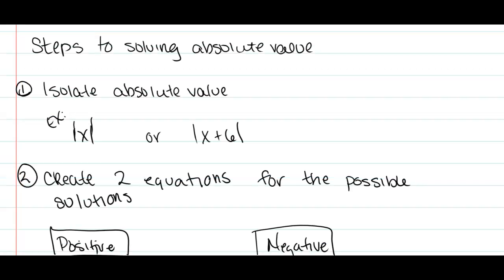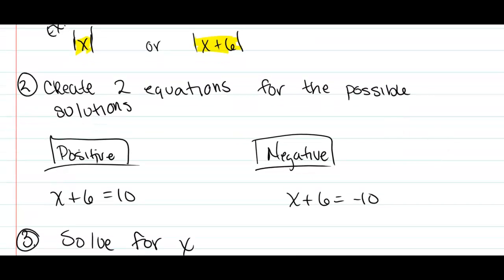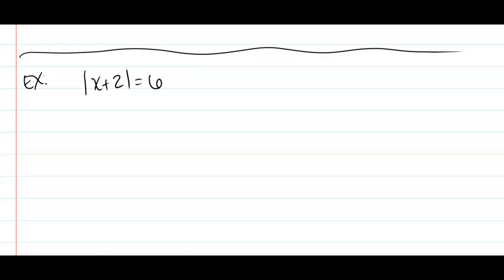For the steps for solving absolute value, the first step would be to isolate the absolute value. So it would look like this, or anything inside the absolute value sign, you have to isolate. Once you isolate it, then you're going to create two equations, one with the positive answer and then one with the negative answer. Once you set up your two equations, you solve for x. So let's go ahead and put that into practice.